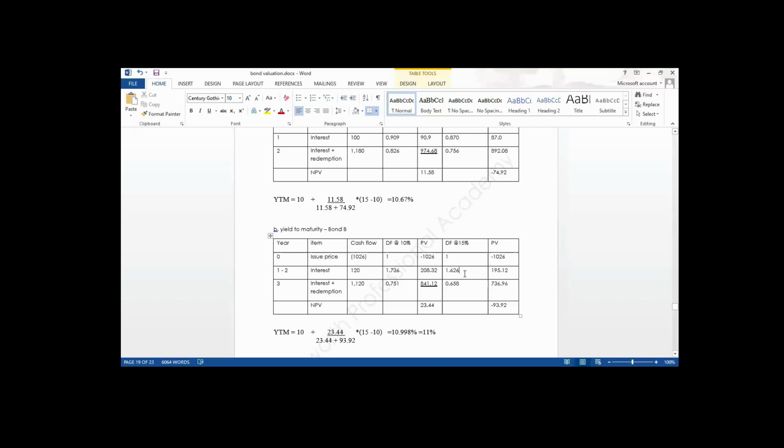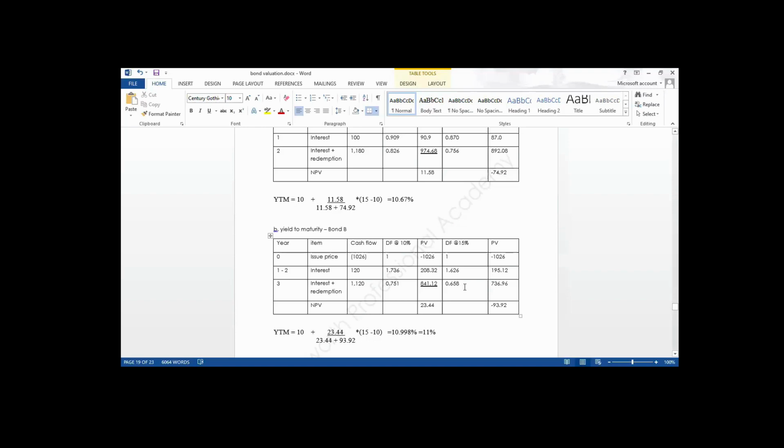When you get that, multiply by the cash flow in year 1 to 2. What's the cash flow in year 1 to 2? 120. Please multiply. $195.12. Can you see it? Yes. Now go to year 3.